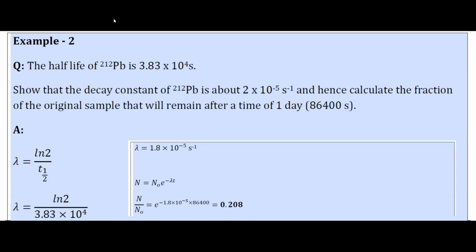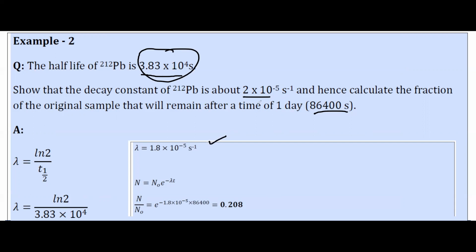In this question, the half-life of lead is 3.83 times 10 to the power 4 seconds. Show that the decay constant lambda is about 2 times 10 to the power minus 5, hence calculate the fraction of a sample remaining after 1 day, or 86,400 seconds. So how do we get the decay constant? Decay constant lambda is equal to ln 2 divided by t half. We have the half-life, we just substitute the value. We get lambda, which is 1.8 times 10 to the power minus 5.